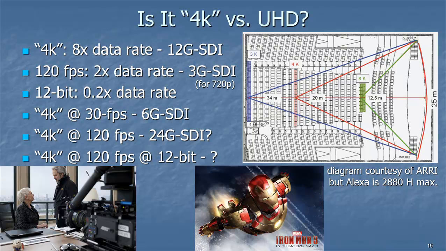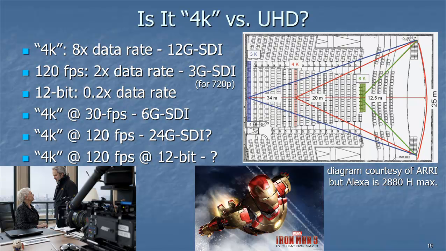So, is it 4K versus ultra high definition? Again, 4K is 8 times the data rate. So Blackmagic Design is saying, oh, you can do that with 6G SDI. Well, no, you can't, not if you want to have 60 frames per second. So you really need 12G SDI.